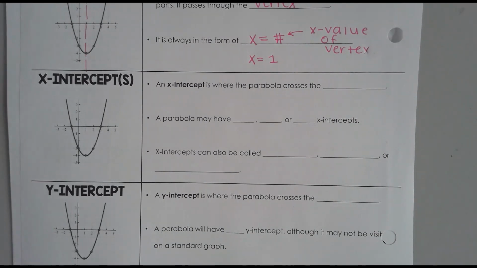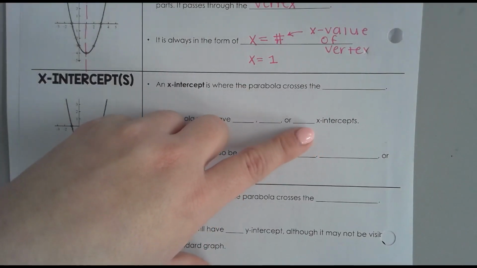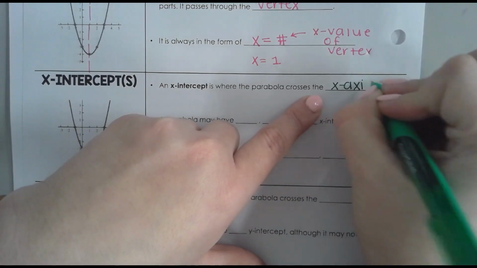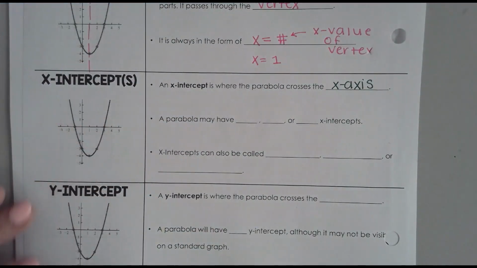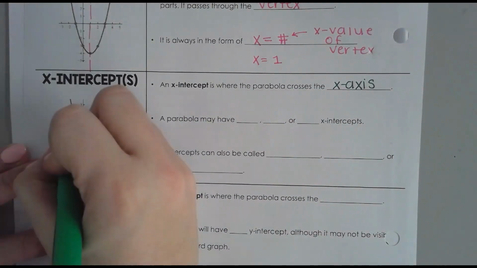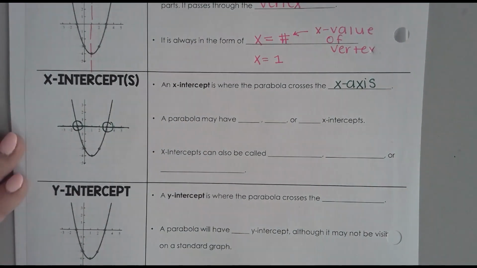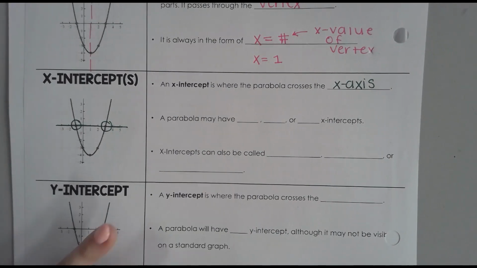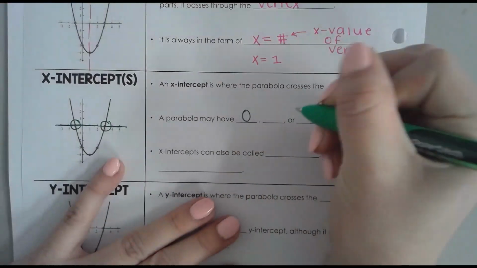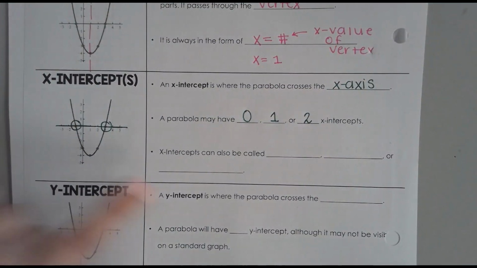X-intercepts. An x-intercept is where the parabola crosses the x-axis. Okay. So here's the x-axis. It crosses here, and it crosses there. Those are x-intercepts. How many x-intercepts does this parabola have? It has 2. It is also possible for a parabola to have 0, 1, or 2 x-intercepts. So we have an example of 2.